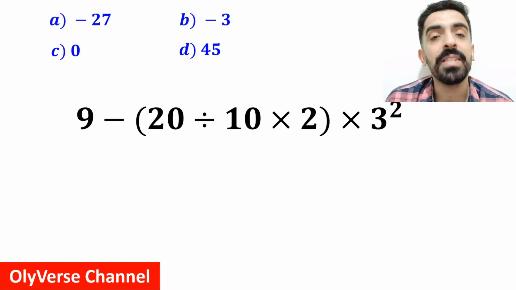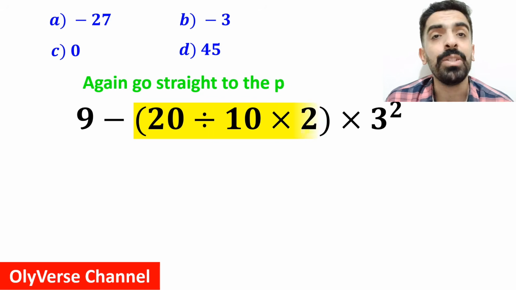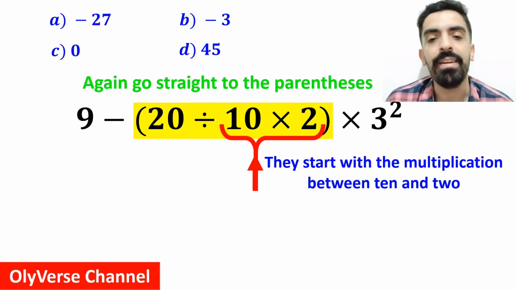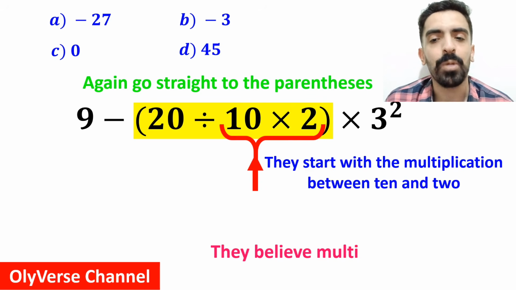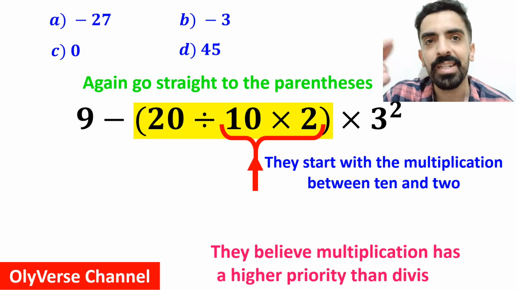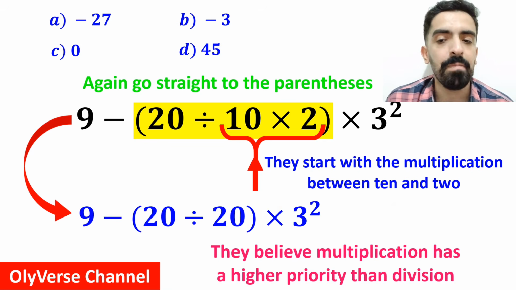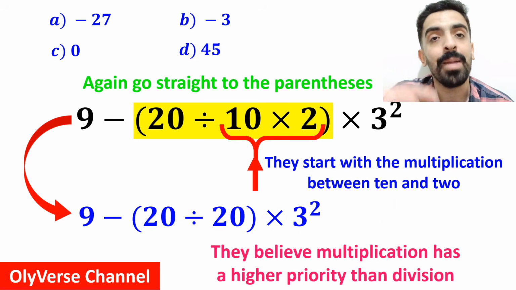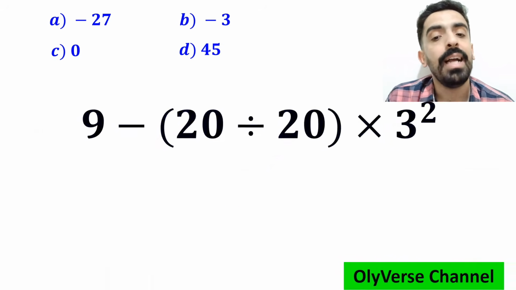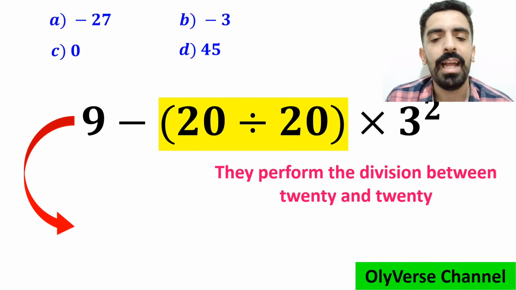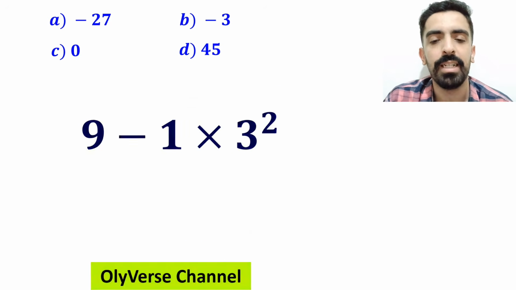Also, some other people when solving this question again go straight to the parentheses. But this time, they start with the multiplication between 10 and 2 because they believe multiplication has a higher priority than division. So, they rewrite this expression as 9 minus 20 divided by 20 inside the parentheses and multiplied by 3 squared. In the next step, they perform the division between 20 and 20 and simplify this expression to 9 minus 1 multiplied by 3 squared.